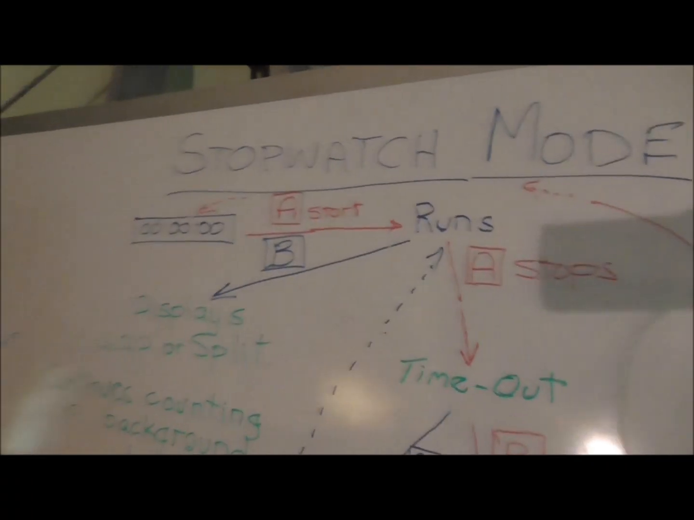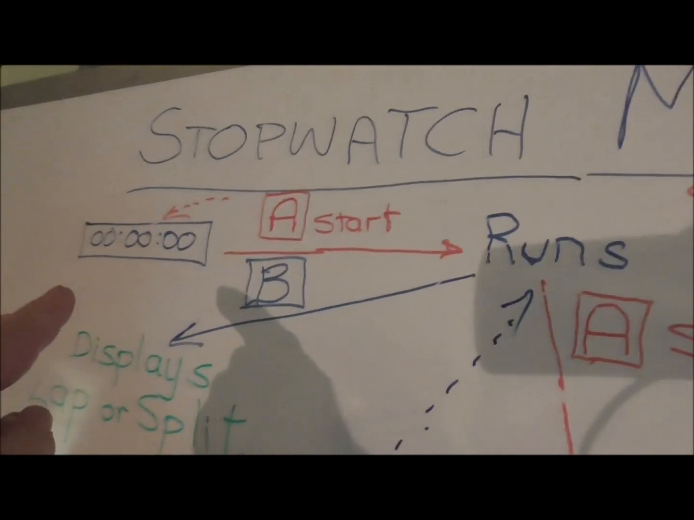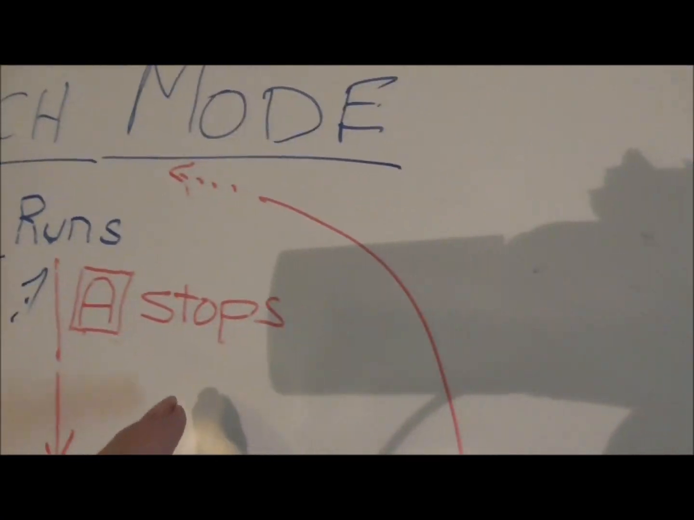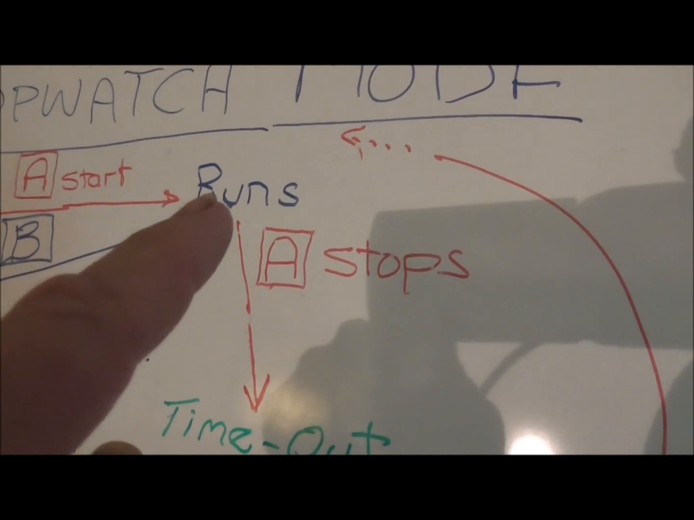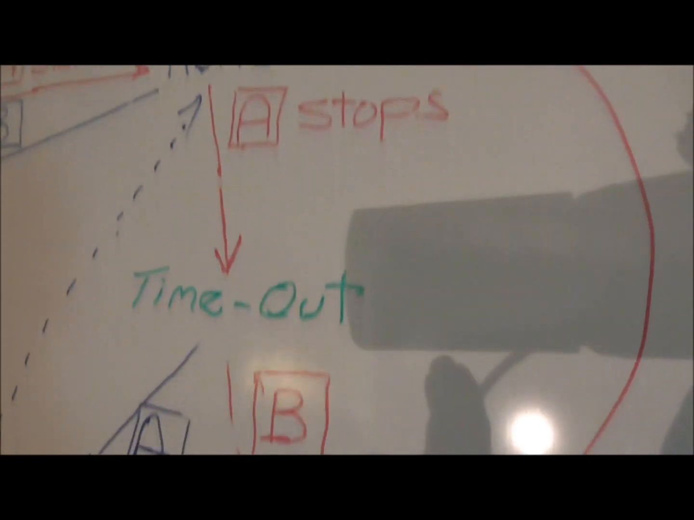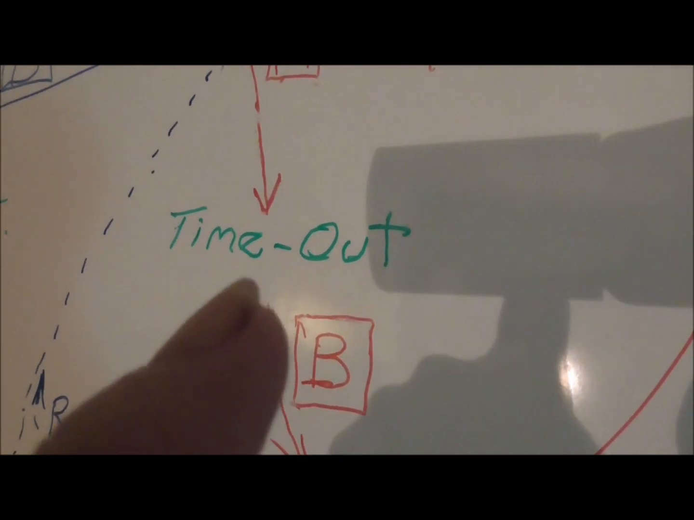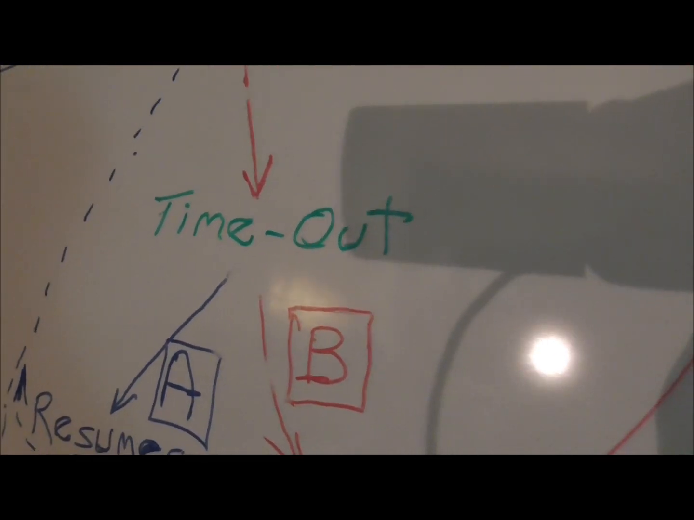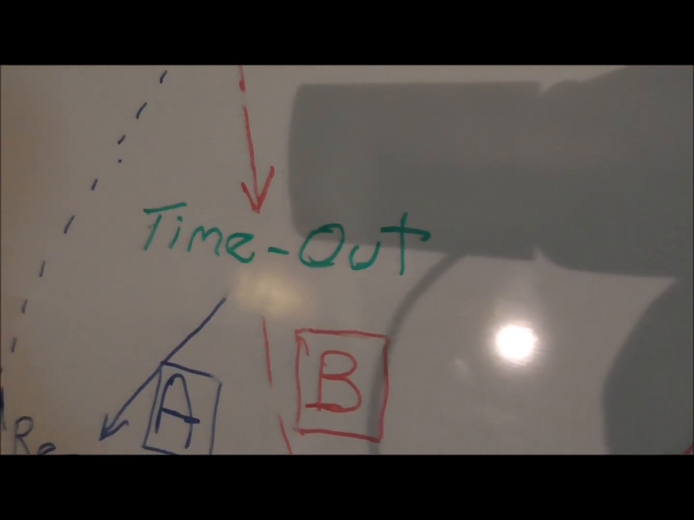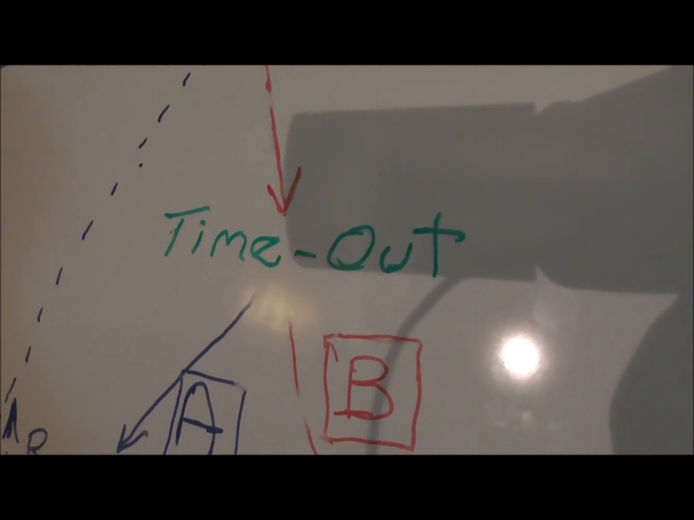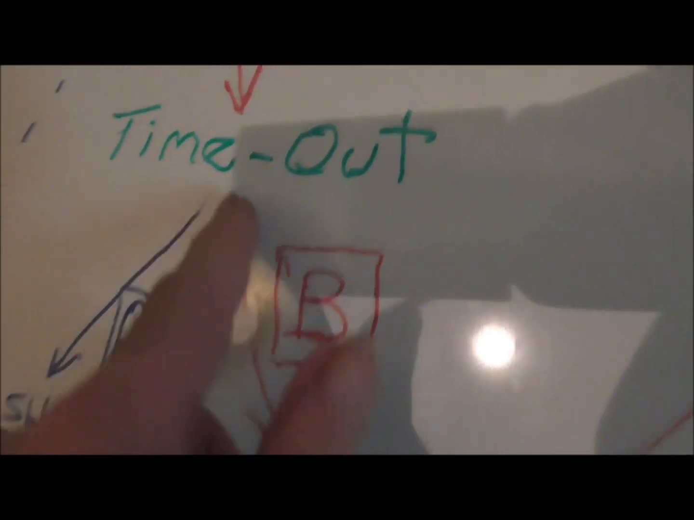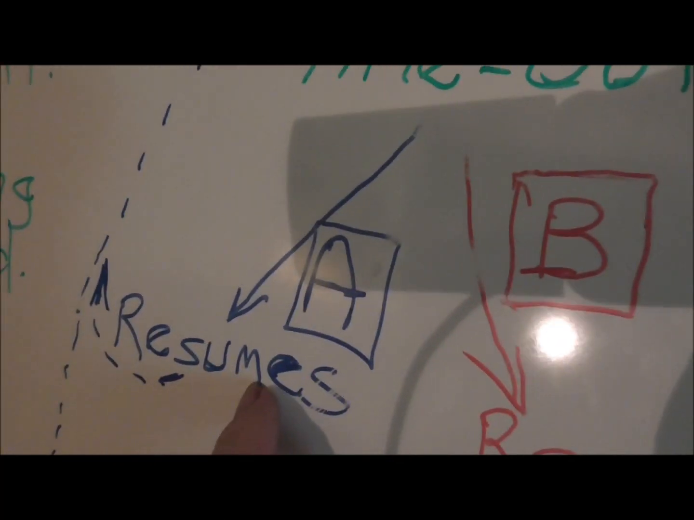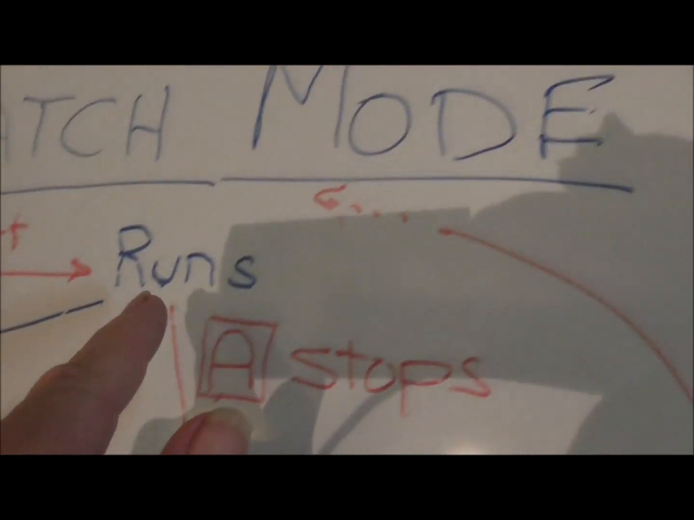Basically, as I explained before, you go A, you're on reset, you go A start, A stop, B reset. Now the trick is that when you're running and you press button A, it actually goes into time out mode. And this is what, for example, basketball officials will use. They'll put the timer in time out mode, and then you press button A again and it will resume counting. You're back in running again.